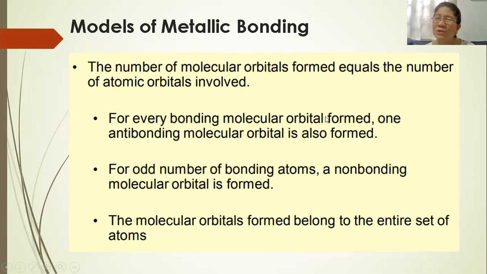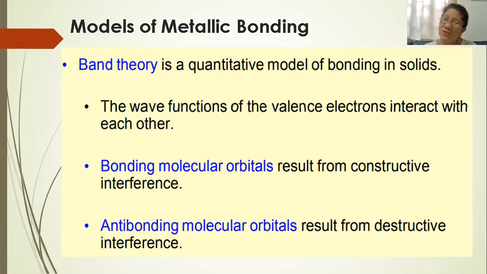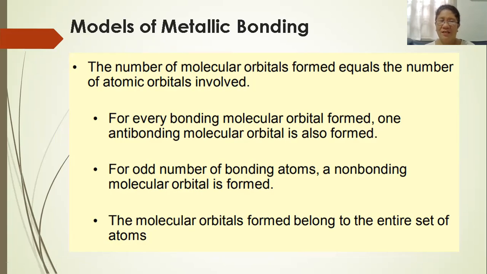There is always a counter to bonding, which is known as the anti-bonding molecular orbitals, that will be formed from constructive to destructive. Okay. So for odd numbers of bonding atoms, non-bonding molecular orbitals also are formed. So the molecular orbitals formed belong to the entire set of atoms. It could be either the bonding molecular orbitals or the anti-bonding molecular orbitals.